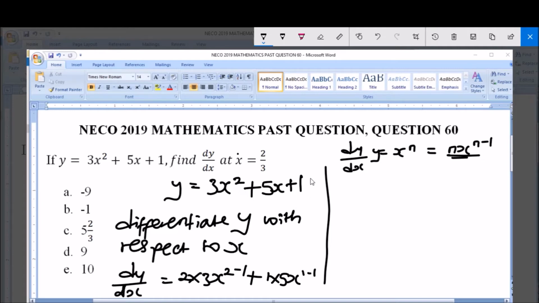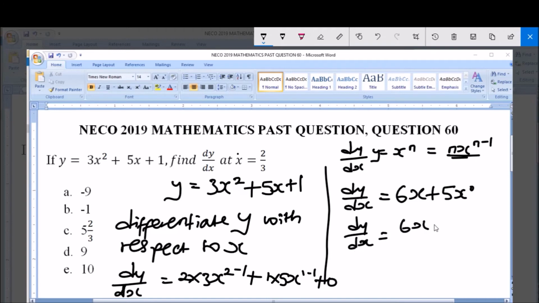Then because here is a constant, there's no variable here, it will be 0. So from here we have that dy/dx is equal to 2 times 3, which is 6, x raised to the power of 2 minus 1, which is x raised to the power of 1, that is x, plus 1 times 5 will give us 5, x raised to the power of 1 minus 1, which gives 5x raised to the power of 0. And so dy/dx is equal to 6x plus 5. Remember, anything raised to the power of 0 is equal to 1. So x raised to the power of 0 here is 1.